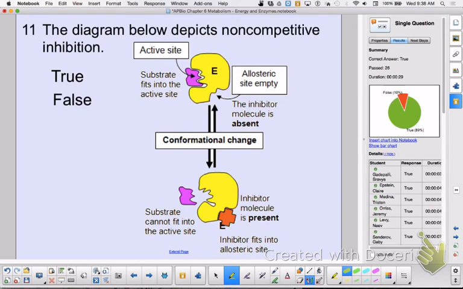We almost all got it right. How did you know to pick true? What was your hint? Maybe because it said it here. Okay, but the active site was here. Was your inhibitor binding to your active site? No. If it was binding to your active site area, it would be competitive inhibition. It's binding to a secondary site, the allosteric site, so it is non-competitive. Check with your bio buddies, see if they were part of the 89%.